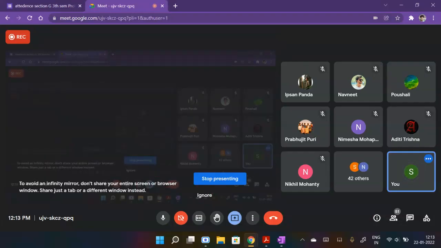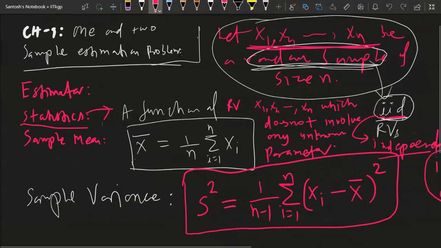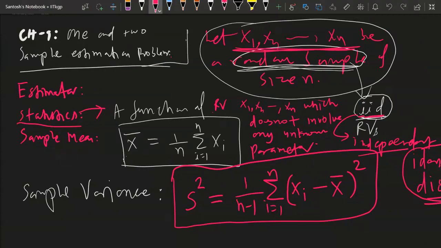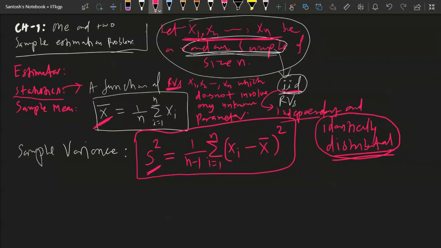So what is the definition of a statistic? A statistic in inference is a function of random variables x1, x2, ..., xn, which does not involve any unknown parameter. For example, x bar and s square are statistics.